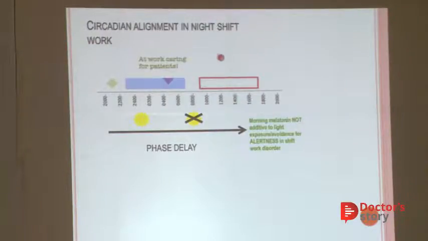Circadian alignment, how do you do in night shift work? The most important thing is giving light when they go to work at night time. That's what is going to keep them awake. Okay, that's the most important thing. It's found to be beneficial even more than melatonin.